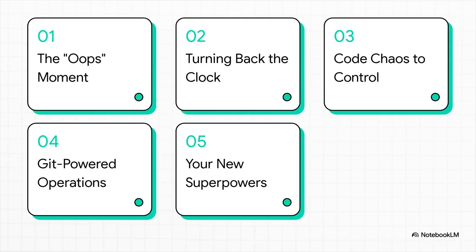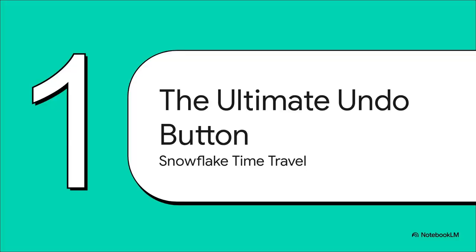So here's the game plan. First, we'll tackle that oops moment and show you how to turn back time. Then we'll shift gears and talk about getting your code under control, from total chaos to Git-powered harmony. By the end, you're going to walk away with two brand new superpowers. All right, first up, let's get into your ultimate safety net.